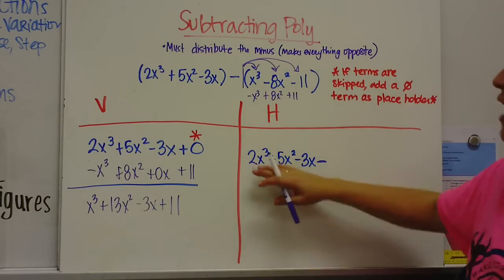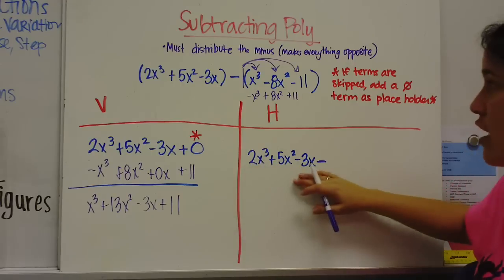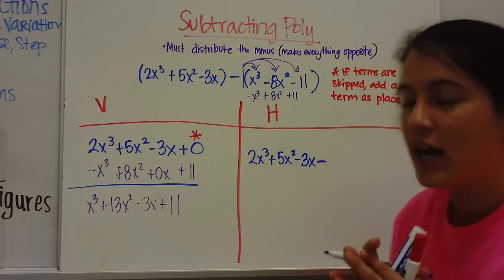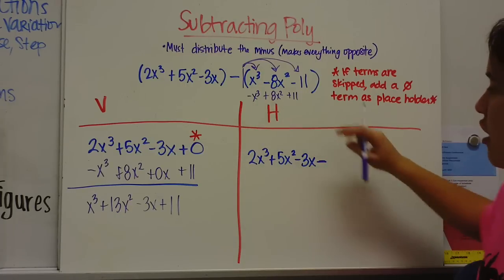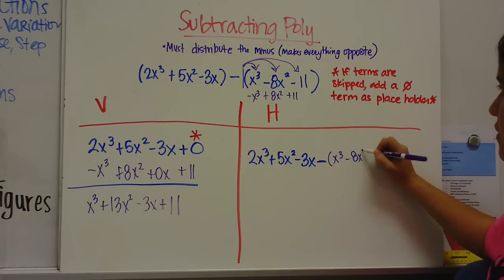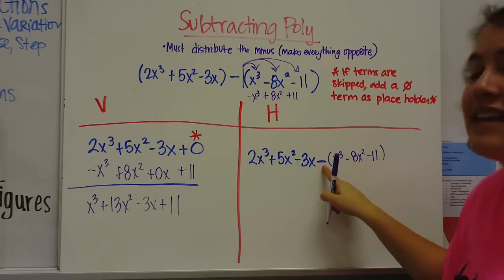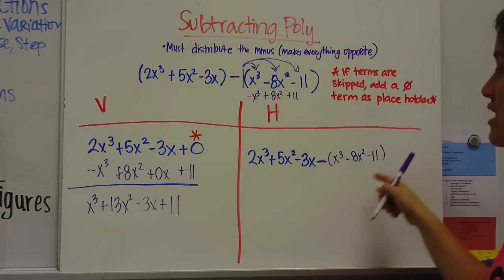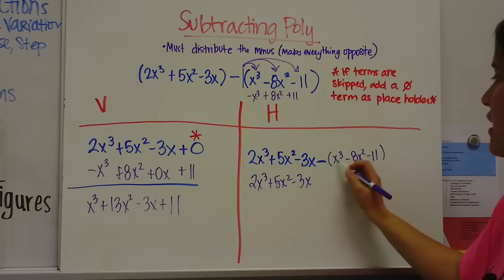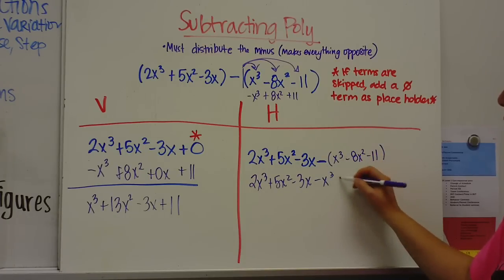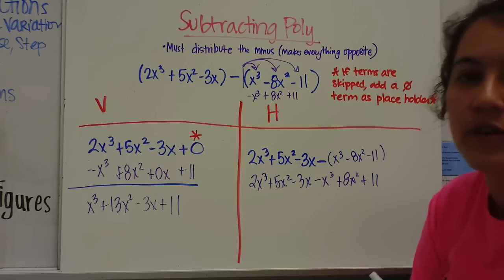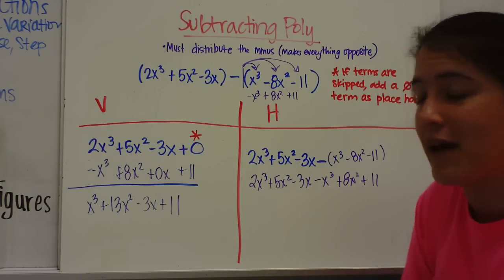To do it horizontally, I've just copied down my first trinomial. And if you're doing it horizontally, you don't have to add in that replacement 0, that placeholder. So remember, I've changed all of them. So I'm just going to rewrite it. And this negative, remember, changes all of these to the opposite. So really, it is minus x cubed plus 8x squared plus 11. So in order to get it out of that parentheses, you're going to change them all to the opposite, and then we're going to combine like terms.